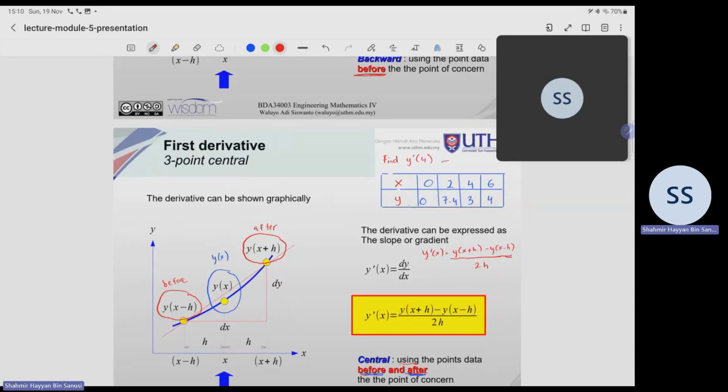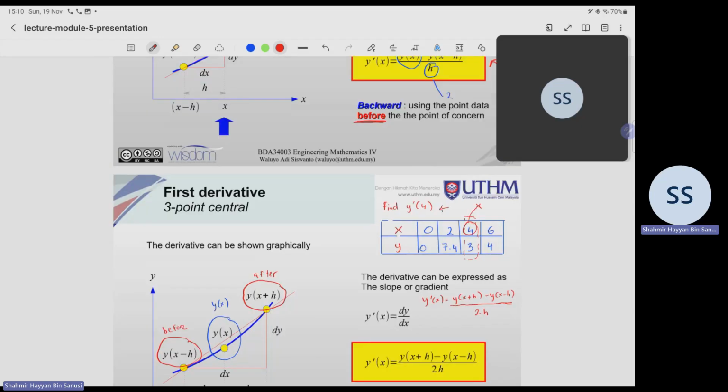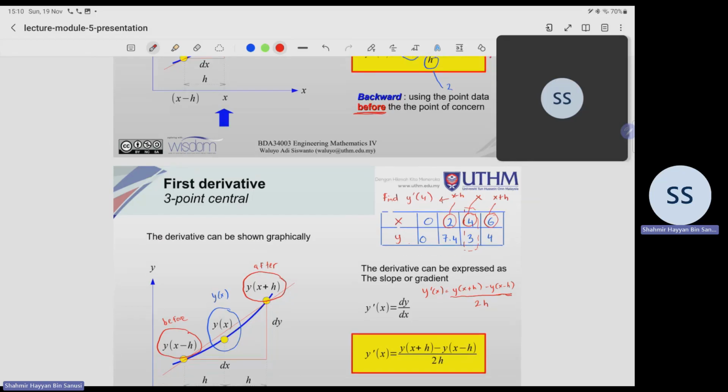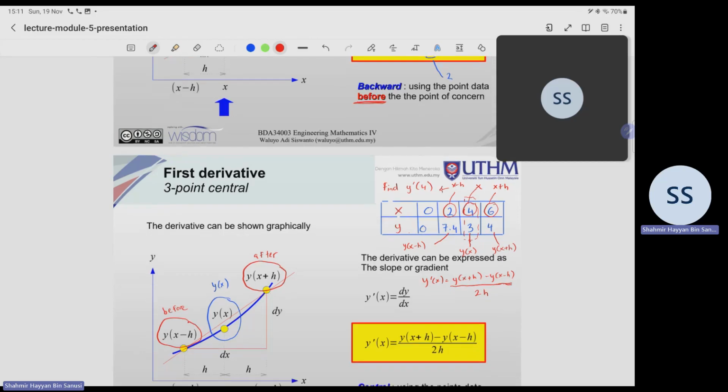Let's say this is our example. Find y prime 4 by using 3-point central. First, we need to know what is our point of concern. Again, this is my x. So this will become my x plus h, and this will become my x minus h. So this value is y(x minus h), this is the value of y(x), and this is the value of y(x plus h). So we just replace it in the equation. y(x plus h) is 4, y(x minus h) is 7.4, and 2h is 2 times our h value, which is 2.